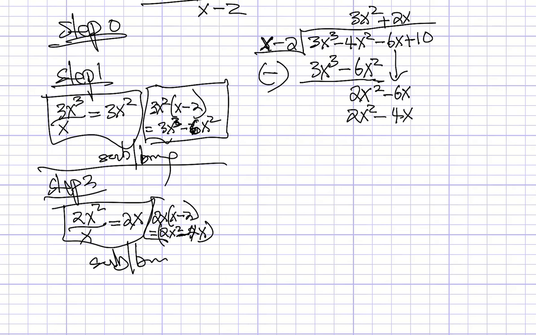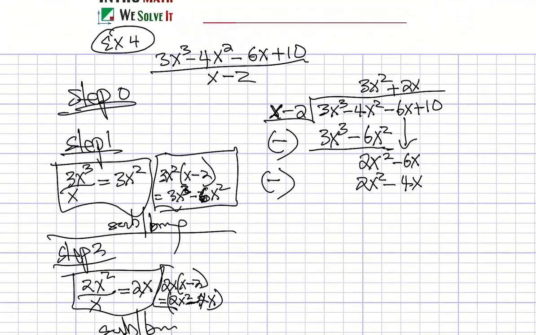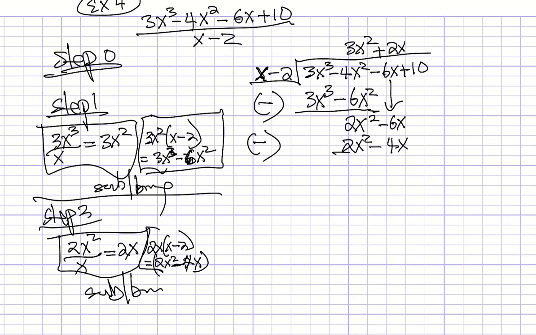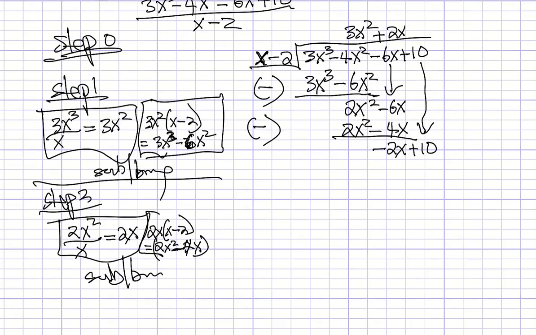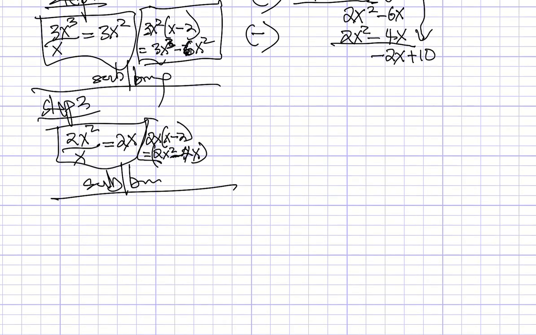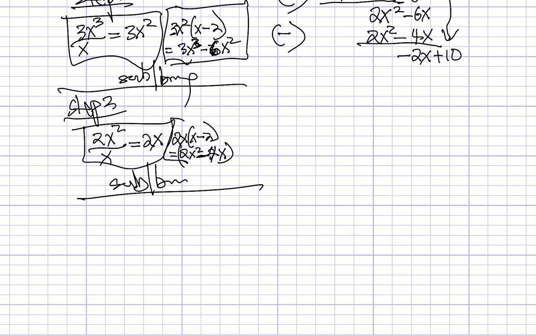What do you subtract right here? The first one always cancels out. And the second one, negative 4x becomes positive 4x, so you get negative 2x. Then you bring that down, positive 10. You repeat this process, so you keep repeating the process until you run out of stuff to bring down. So that's step 3.